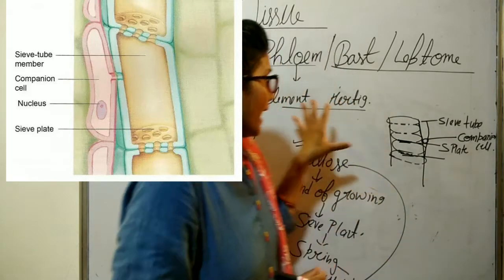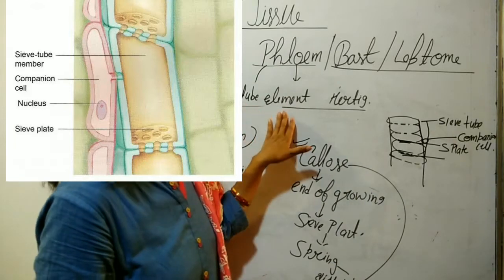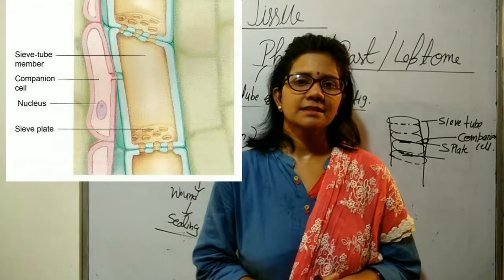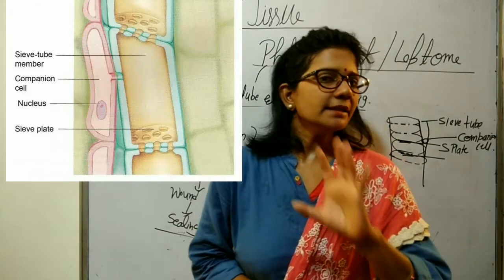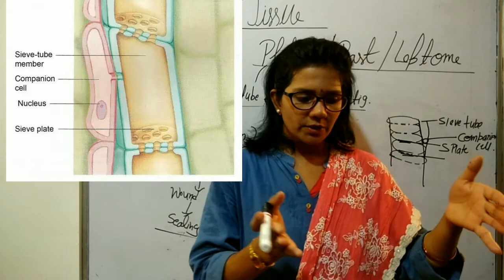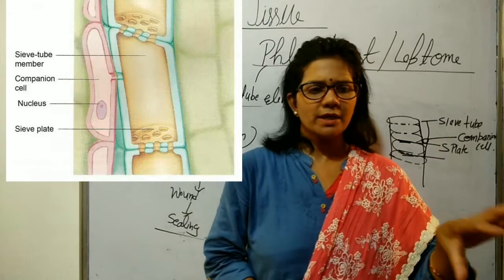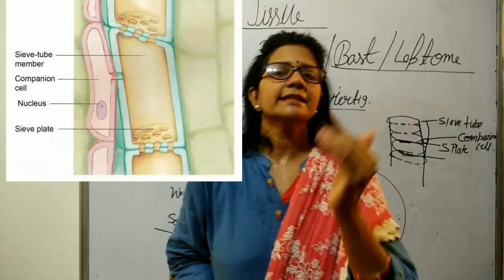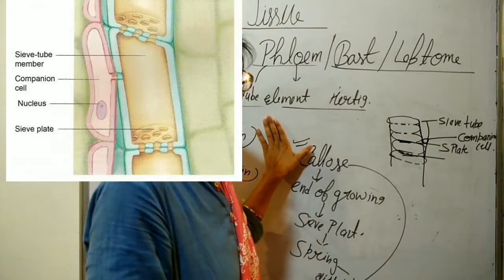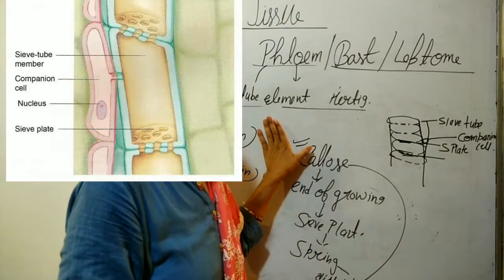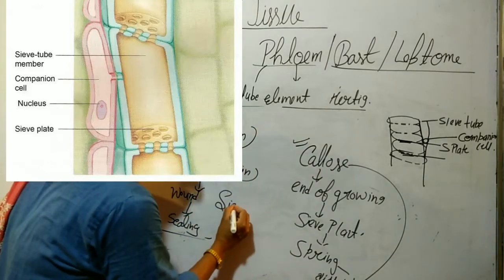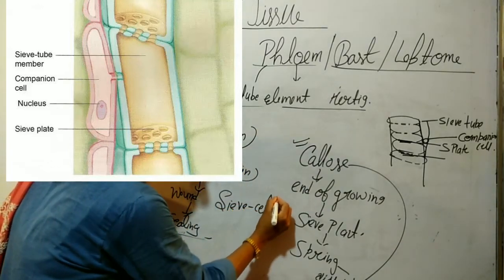And this sieve tube element we find in our higher plants, but in the lower vascular plants, or in earlier plants at the time of evolution, there is absence of sieve tube element. Instead of sieve tube elements, we find the sieve cells.